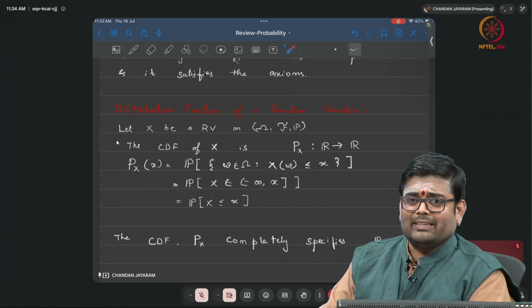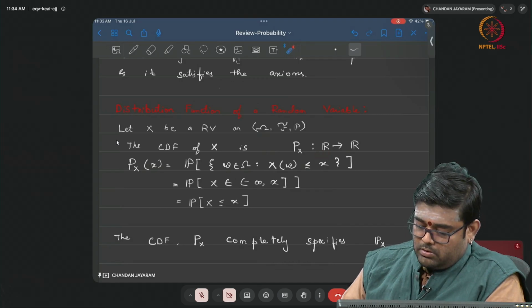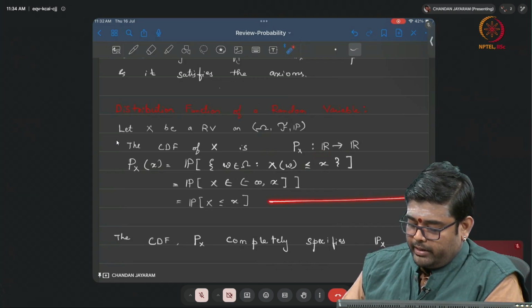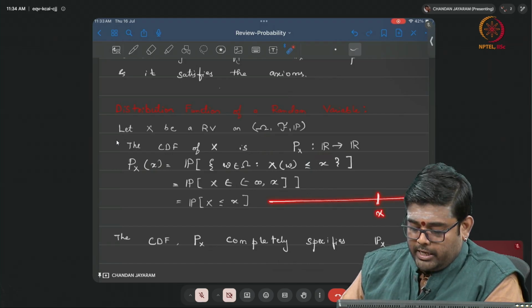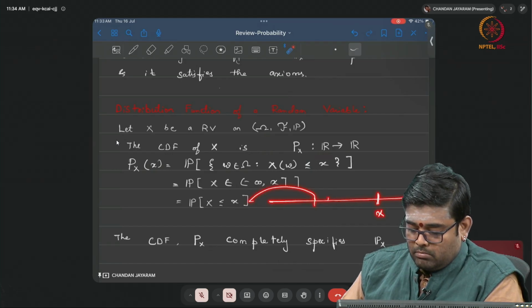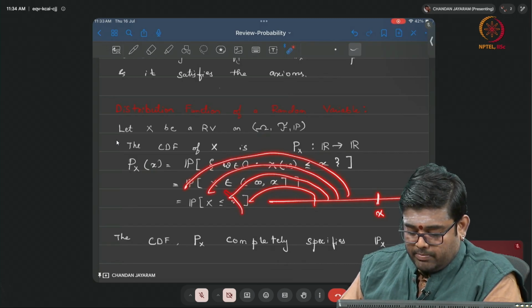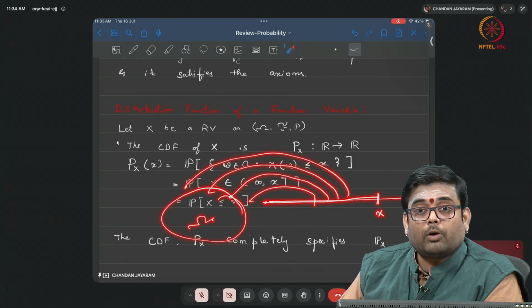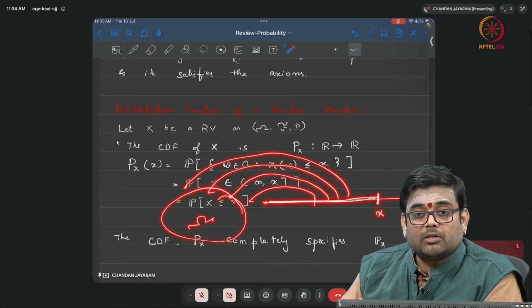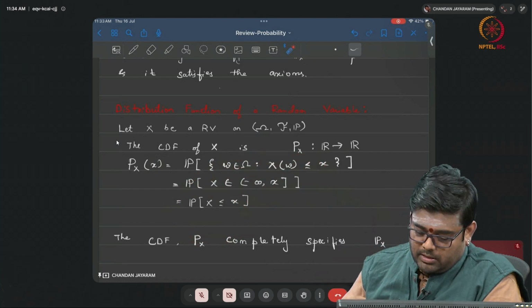The idea is like this. It is an R to R function. Let us say you have a real line here, and you have got some x here. Each one of these maybe has some mapping back in the omega, in the sample space. From minus infinity till this x, you add all the probabilities. This is how you can intuitively think. That is why it is called cumulation. You are accumulating the probabilities.